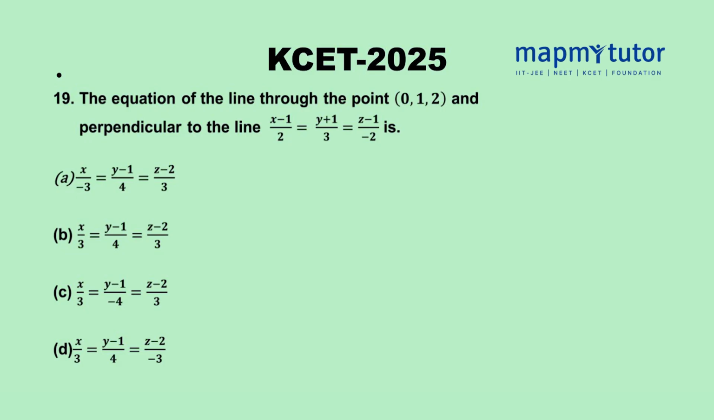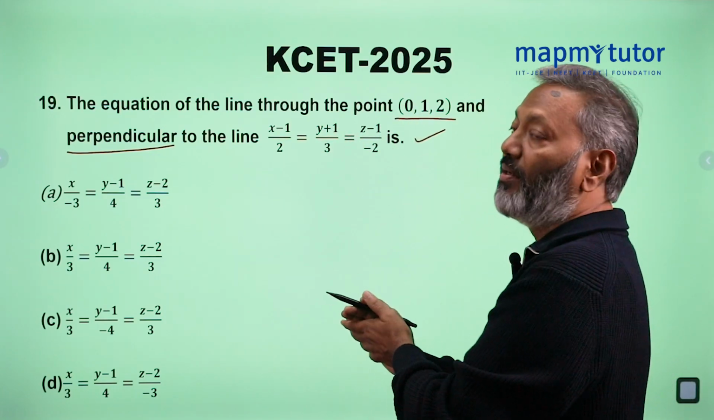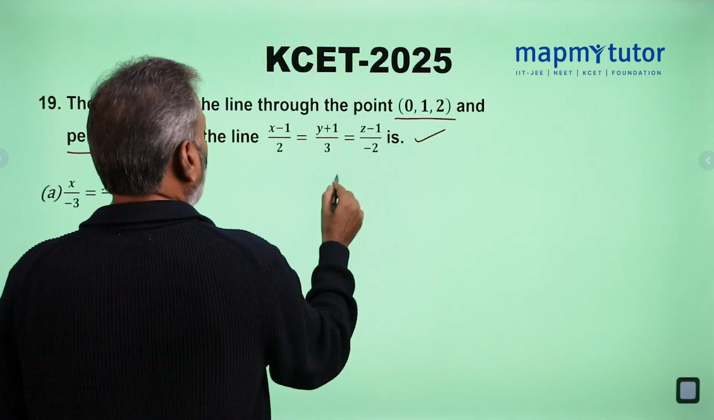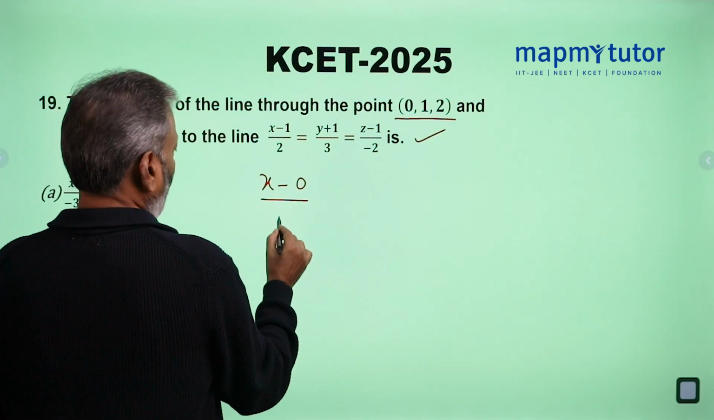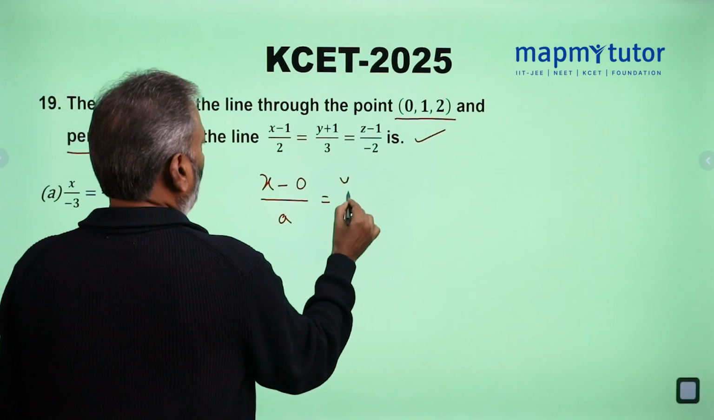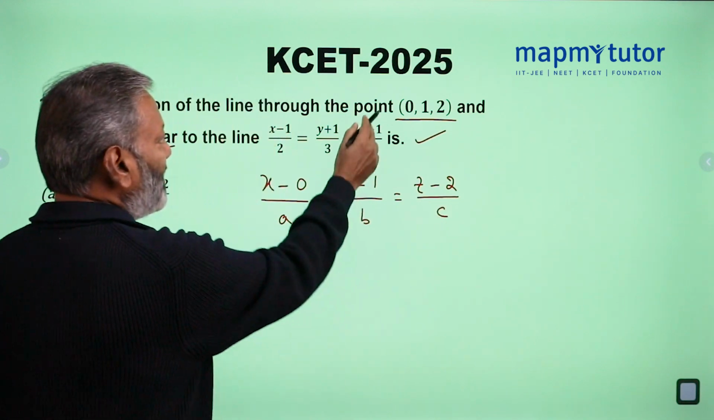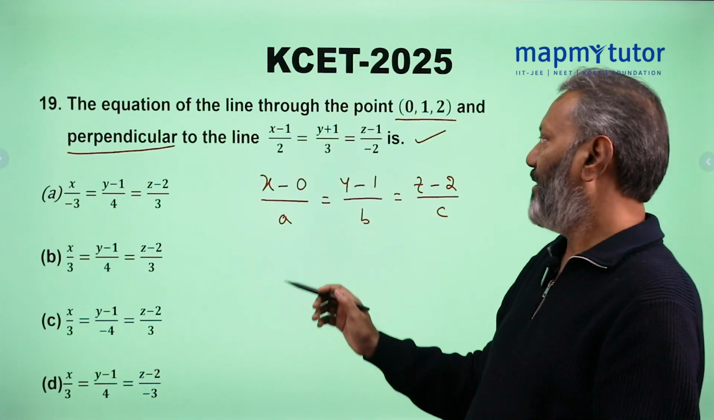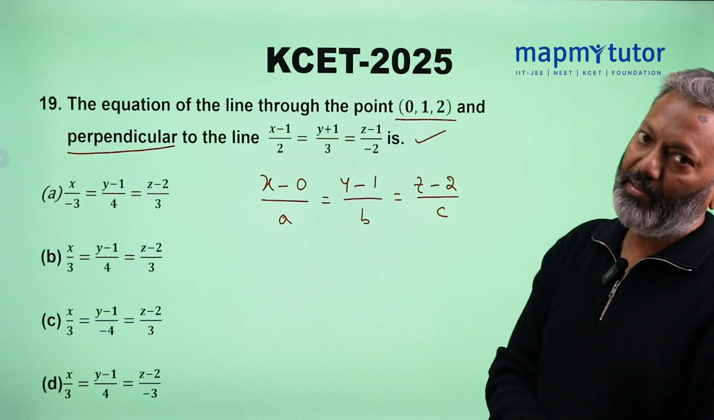Find the equation of the line through this point and also perpendicular to this line. That's it. You have to find the equation of a line. Already the equation of one line is given, but your line is perpendicular to this line and passes through this point. Framing the equation first, your required line can be like this: x minus 0 by a, y minus 1 by b, z minus 2 by c, because it is passing through 0, 1, 2. Whenever the point is x1, y1, z1 and the DRs are a, b, c, we know the line is x minus x1 by a, y minus y1 by b, z minus z1 by c.